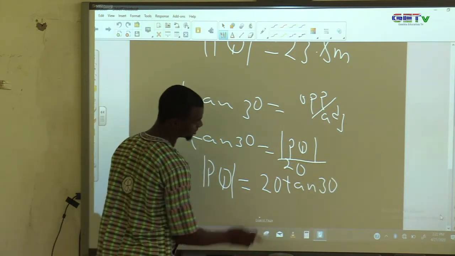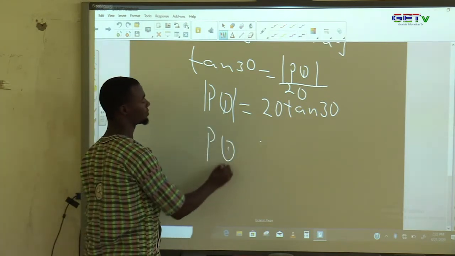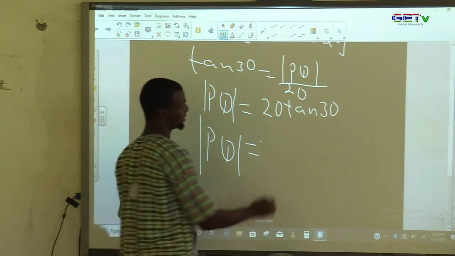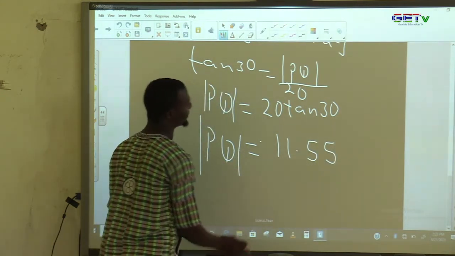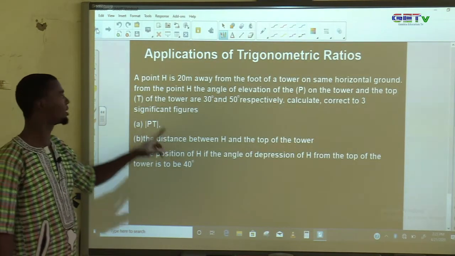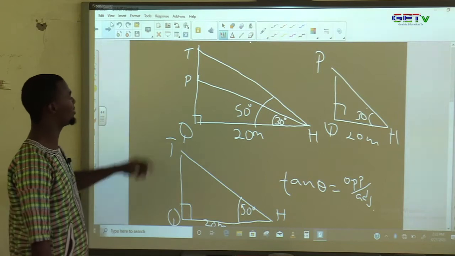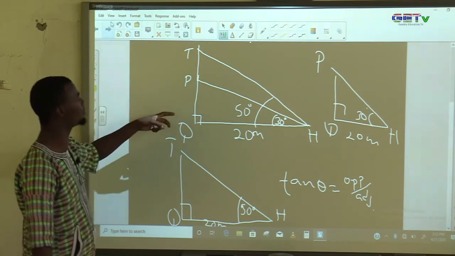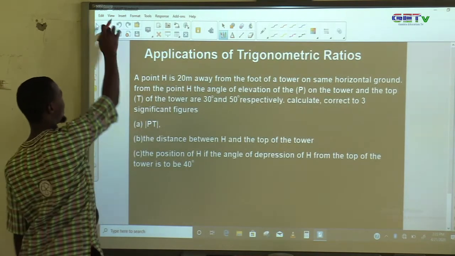How much is that? 20 tan 30. So we'll have PQ equal to 20 tan 30, which is 11.55. What we are asked to find from the question is PT. So we found the distance TQ and we found the distance PQ. To get PT, you will subtract PQ from TQ. So we subtract the two distances, and we get the distance we are asked to find.